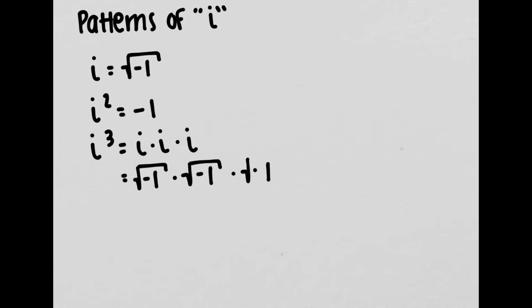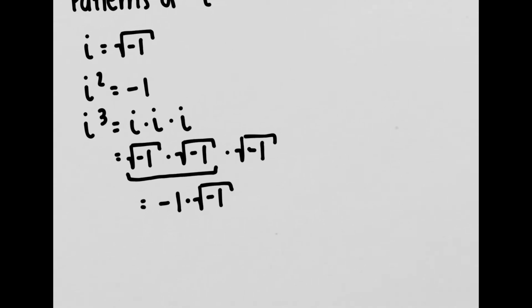Now you can do I to the third, which is I times I times I, which is the square root of negative 1 times the square root of negative 1 times the square root of negative 1. Remember, when you have two of these together, it just translates to negative 1. So I have negative 1 times the square root of negative 1. But the square root of negative 1 is equal to I. So I now have negative 1 times I, which is just negative I. So I cubed, or I to the third, is equal to negative I.